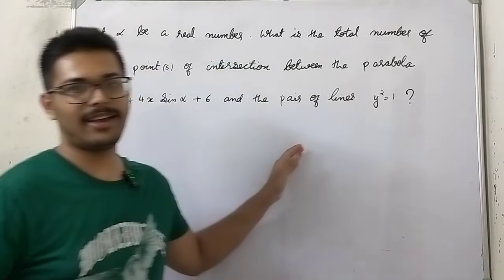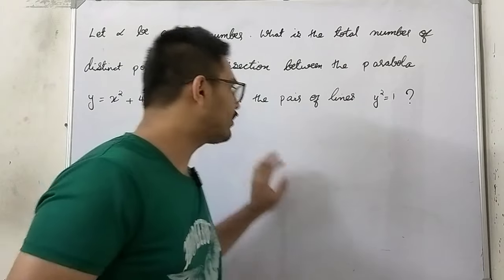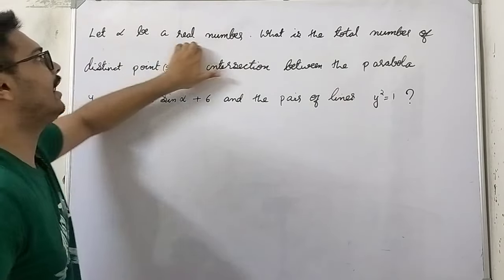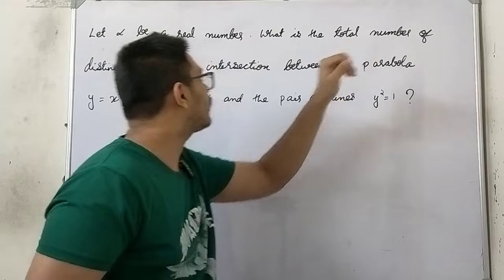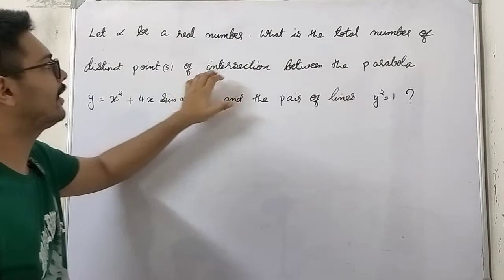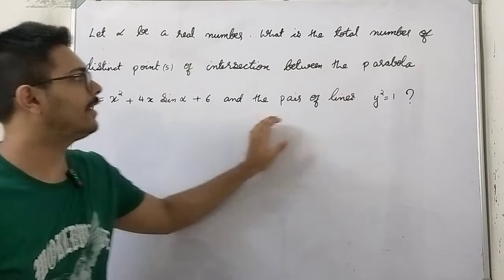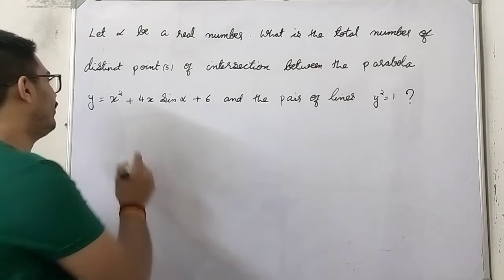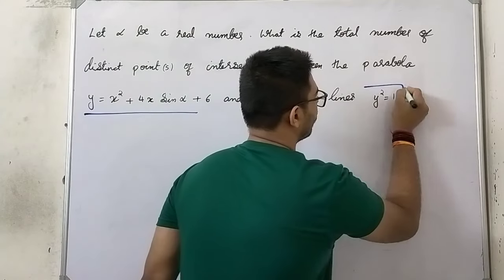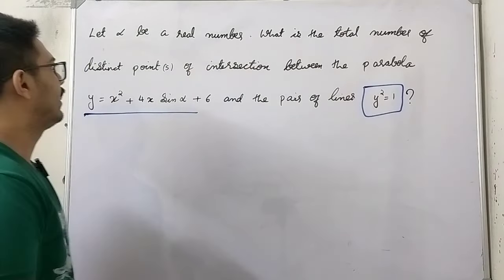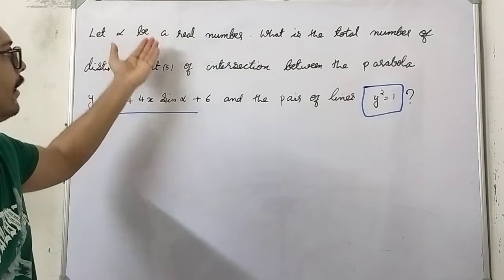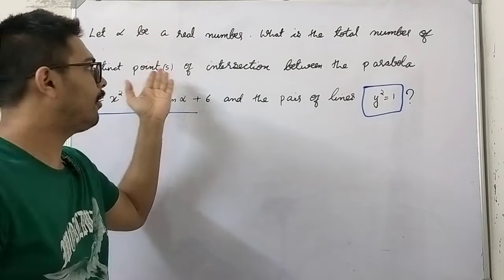This question is from last year's IISER Aptitude Test. Let us solve this question. Let alpha be a real number. What is the total number of distinct points of intersection between the parabola and the pair of lines? We have the equation of one parabola and the equation of a pair of lines. We need to find how many points of intersection there are.